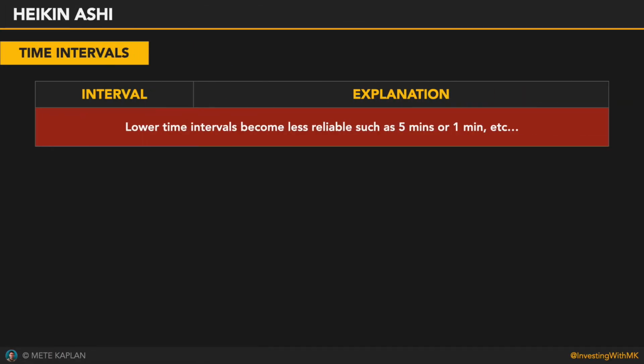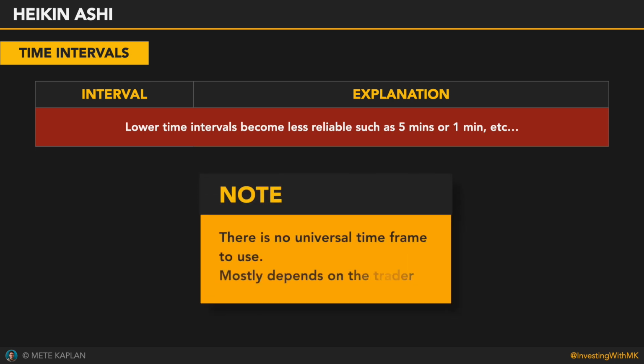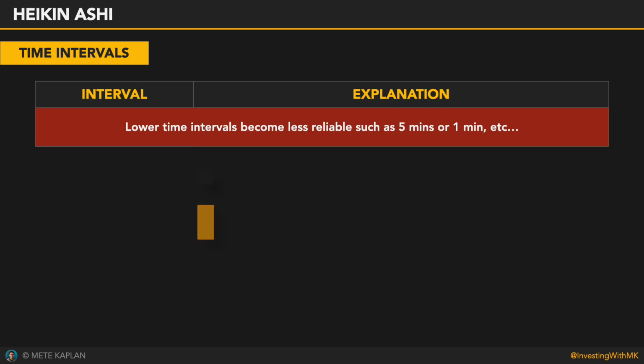So, let's check out the time frames to use. Now, for Heikin Ashi, there are no universally accepted time intervals to use. The trading community is divided into two about it. I see some people use it for 1 minute scalping, and some others use it with 1 day time interval only.